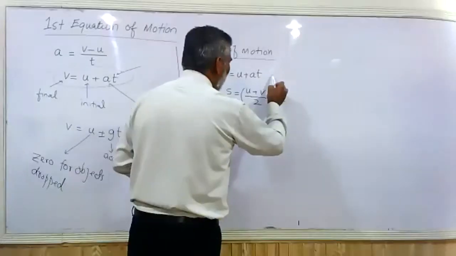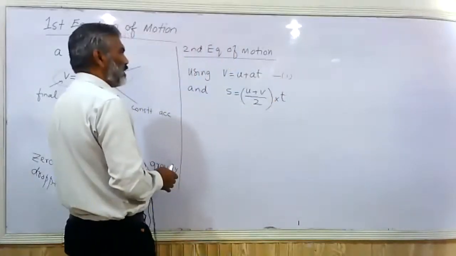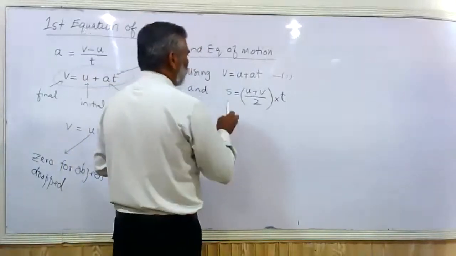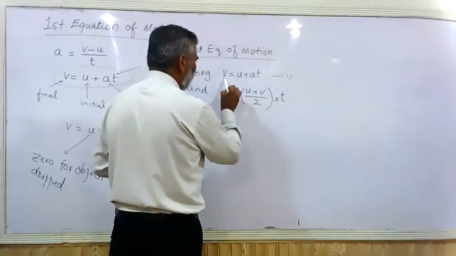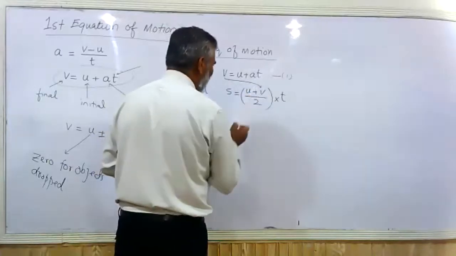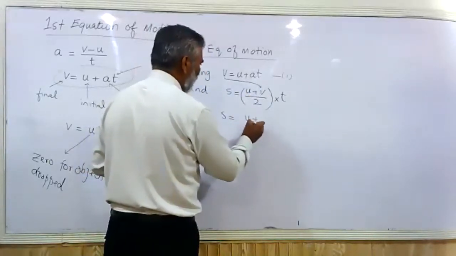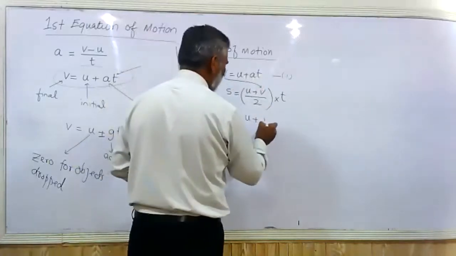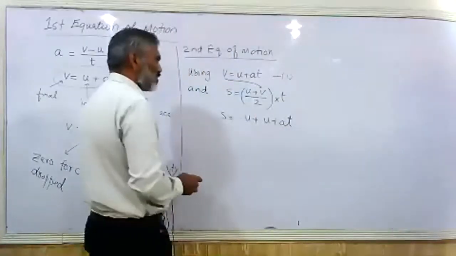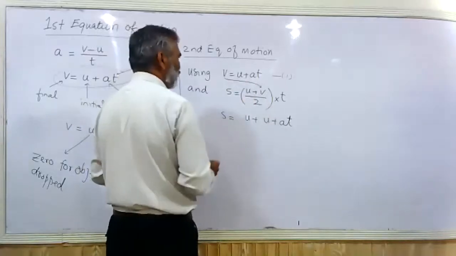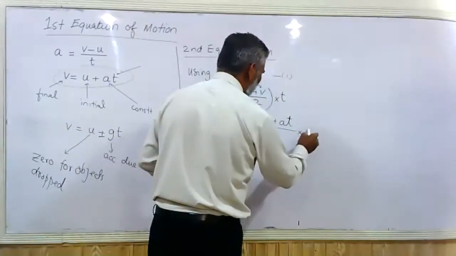This is equation number one, and this is a supplementary equation. If I use this V in this equation, use this value here in place of V, so S is equal to U plus AT. I have replaced this V by this U plus AT divided by 2 into T.